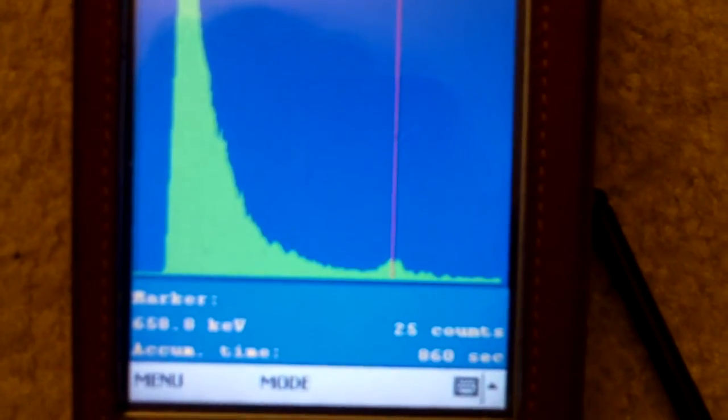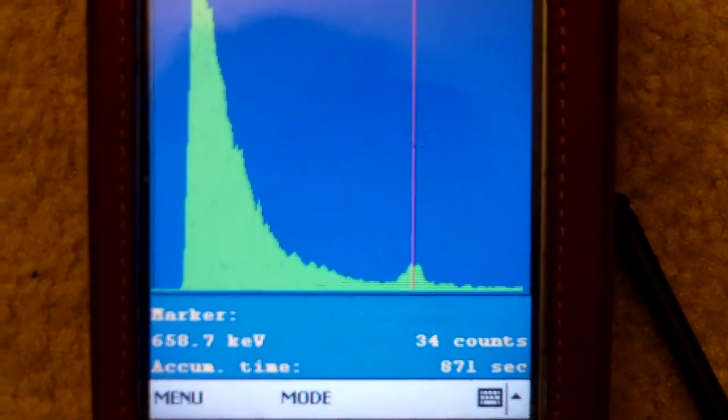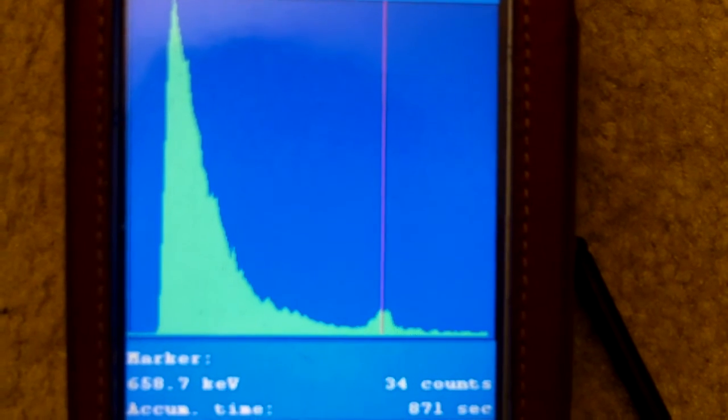I hear the thunder in the background. And it's a very, very weak check source. It's only a tenth of a microcurie. But that's what cesium-137 would look like if it was in the water.